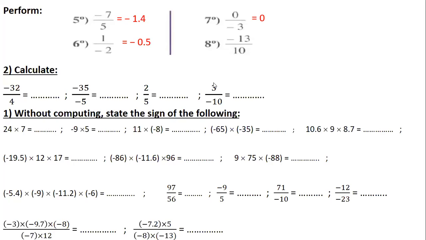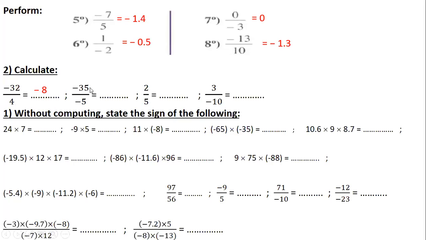Okay. Now, negative 13 over 10. Negative over positive is? Negative. What is the answer of 13 over 10? This is a decimal fraction. Change it to a decimal number. What's the answer? Negative 1.3. Yes, negative 1.3. Let's move to the next exercise. Also, we should calculate negative 32 over 4. Negative over positive is? Negative. 32 over 4 is? 8. So it is negative 8.